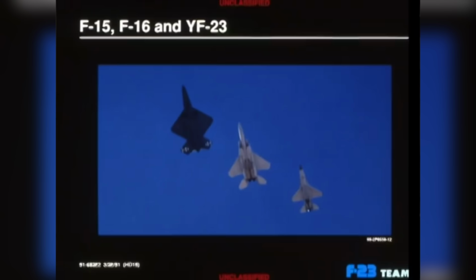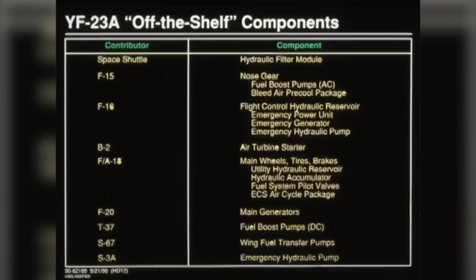This is a picture of the airplanes that were involved with the flight test program, both from the chase standpoint and the test aircraft, just showing some of the relative size and the evolution from the F-16 to the F-15 to the YF-23 in their shape and the efficiency of their wings. We used a lot of off-the-shelf components in the airplane because they were prototypes. We had to make a lot of inventions.